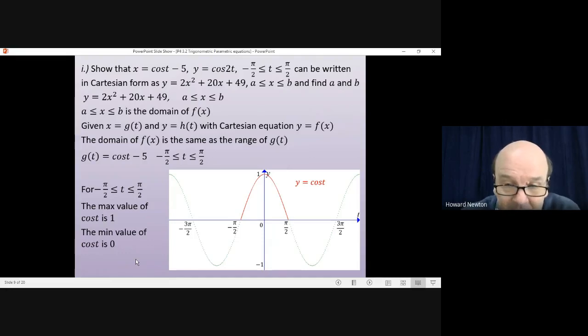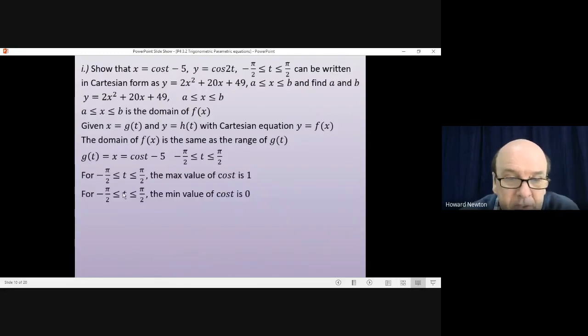Now that's the range. The range is saying what values can the function take. If you had y, it would be what values can y take. And it can go from 0 up to 1. So that's what we've just done. Between minus pi by 2 and plus pi by 2, the maximum value of cos t is 1. The minimum value of cos t is 0.